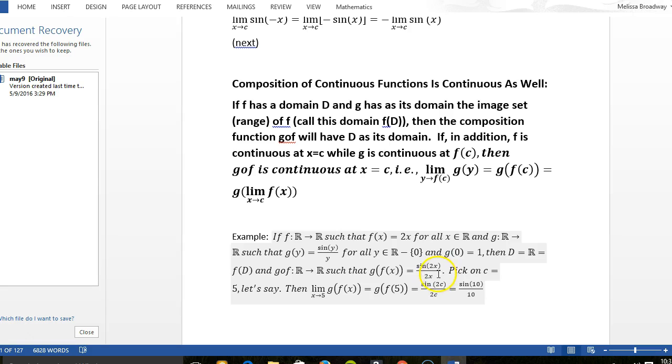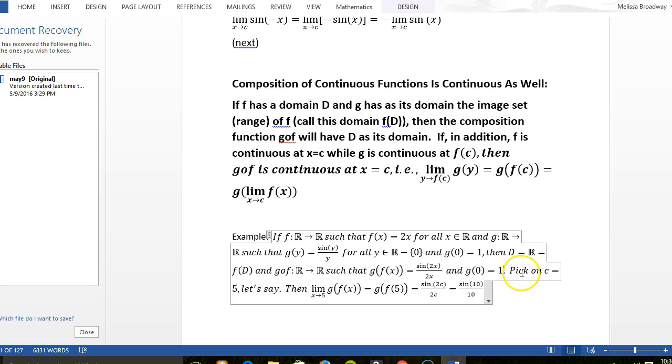And, of course, I do need to qualify. G of f of 0 would be G of 0 itself, which would be 1. So I need to sort of throw that in just to be complete.